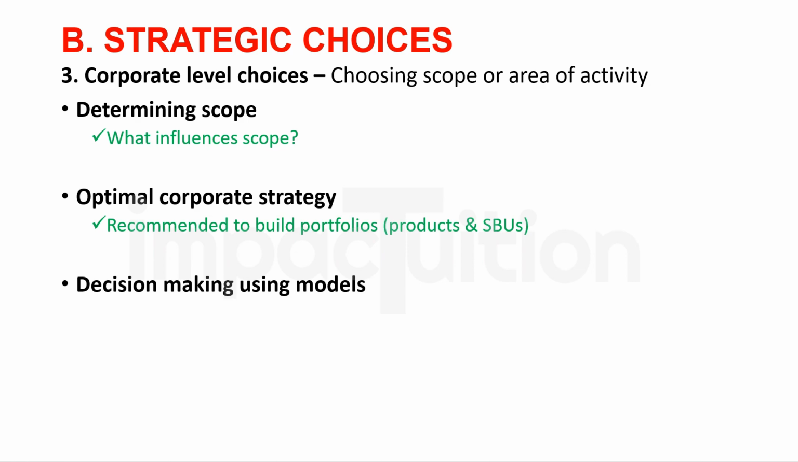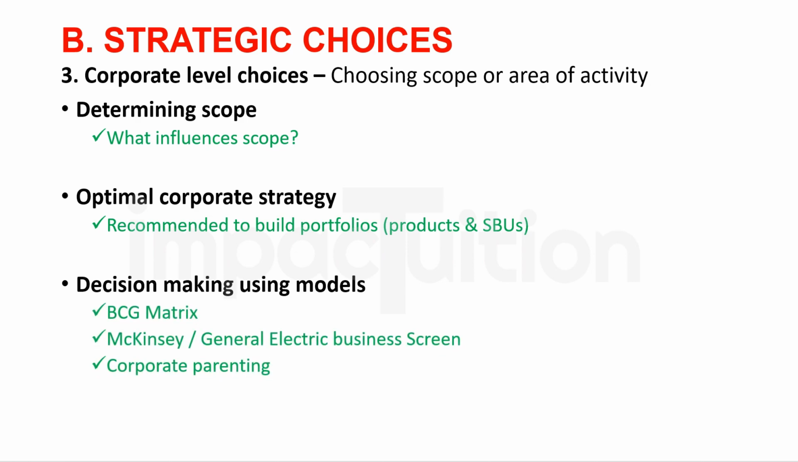Then we will look at making decisions using models. The models under the corporate level choices are the BCG matrix, the McKinsey or General Electric business screen, and corporate parenting, where we will look at the Ashridge portfolio display.